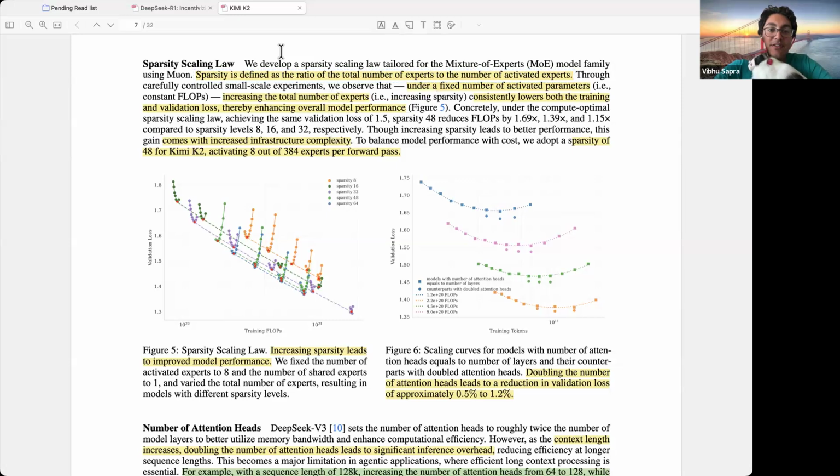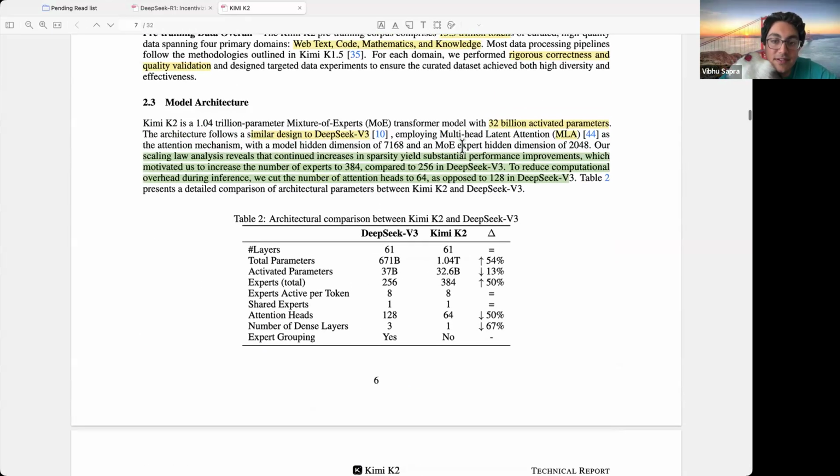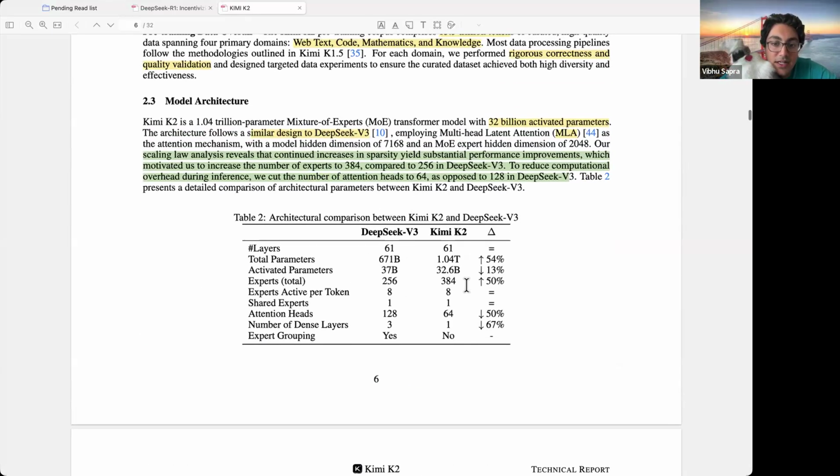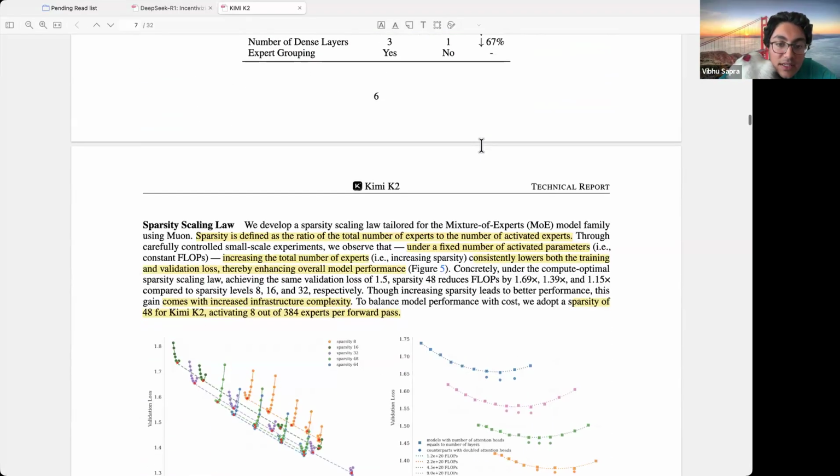Sorry. Okay. Sparsity is the ratio of total experts compared to active experts. 48 is their magic number. But basically, what is this? They have 384 total experts and 16.